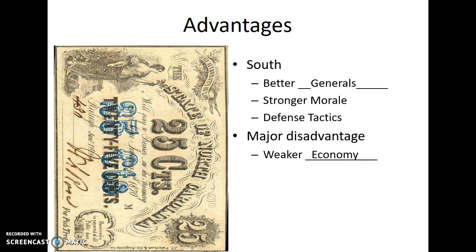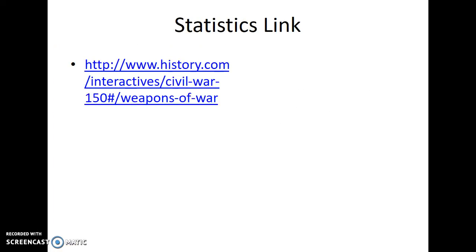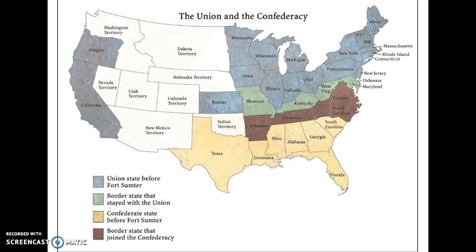But the South also has some disadvantages. Because they were less industrialized, they had a much weaker economy. As we'll see, by the end of the war, inflation skyrocketed in the South. What you see there is a Southern currency. All right, so I'm going to move on past this. This is just a link with some different information about North versus South.